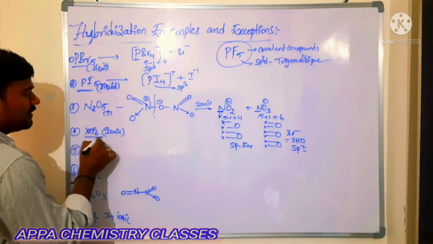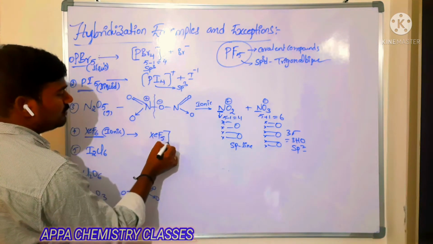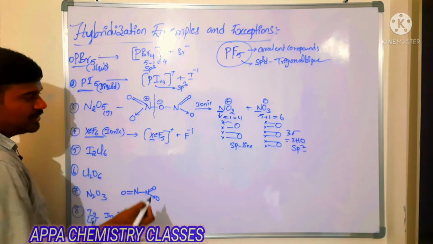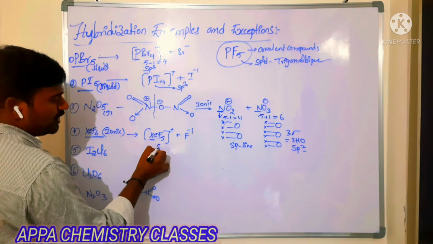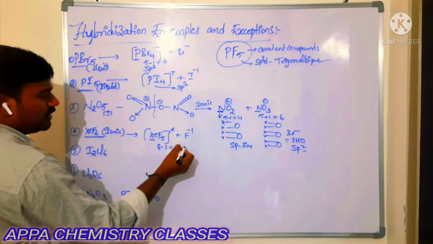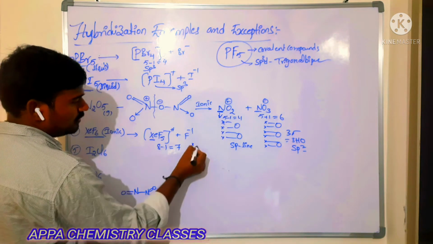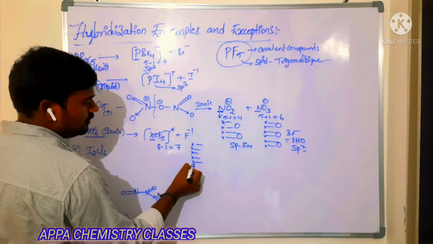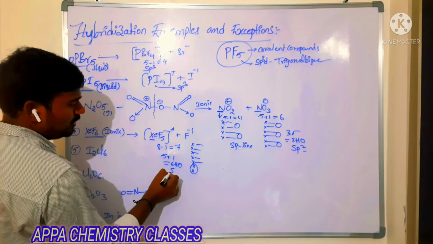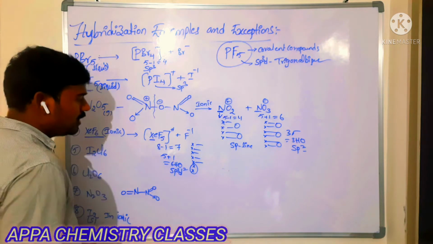Is that clear? XeF6, in ionic form, undergoes ionization as XeF5 plus and F minus. Okay? So what is the hybridization of XeF5 plus here? So 8 minus 1, because plus 1 is there, no? 8 minus 1, that is 7. So 7 dots you can keep. So 5 fluorines, 1 lone pair. So 5 plus 1, that is 6 hybrid orbitals. sp3d2 hybridization with 1 lone pair, square pyramidal. It is square pyramidal.